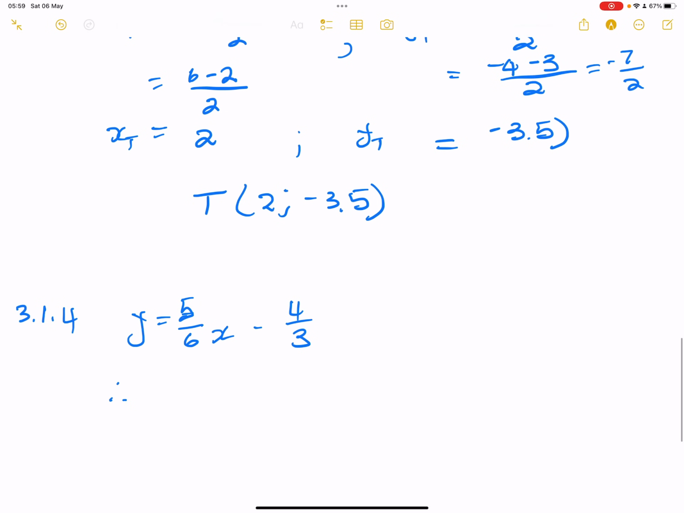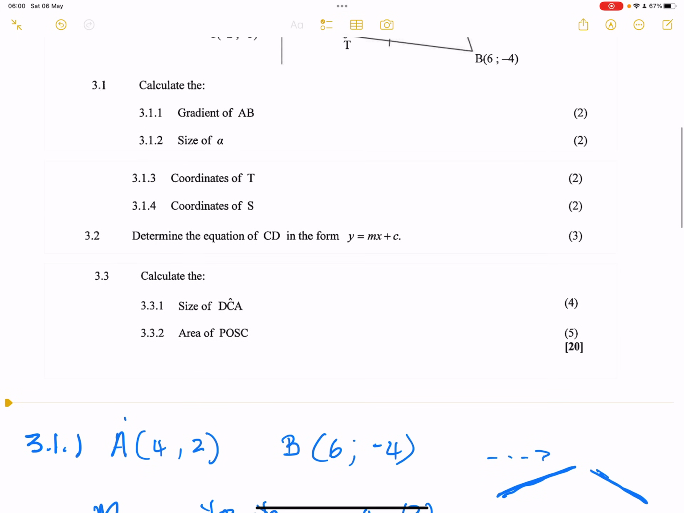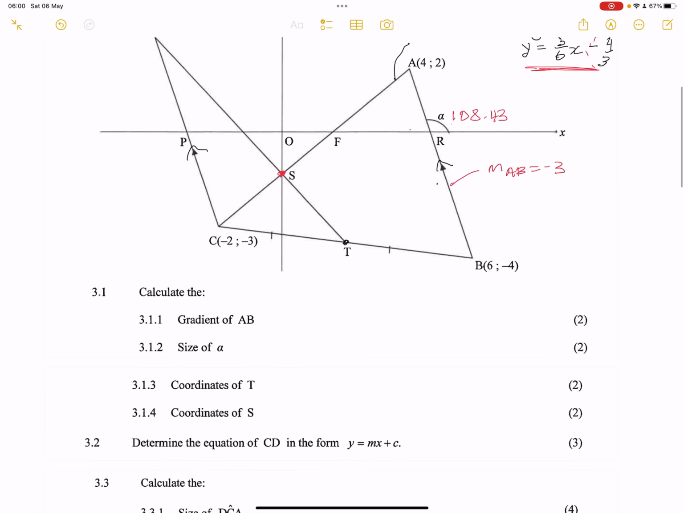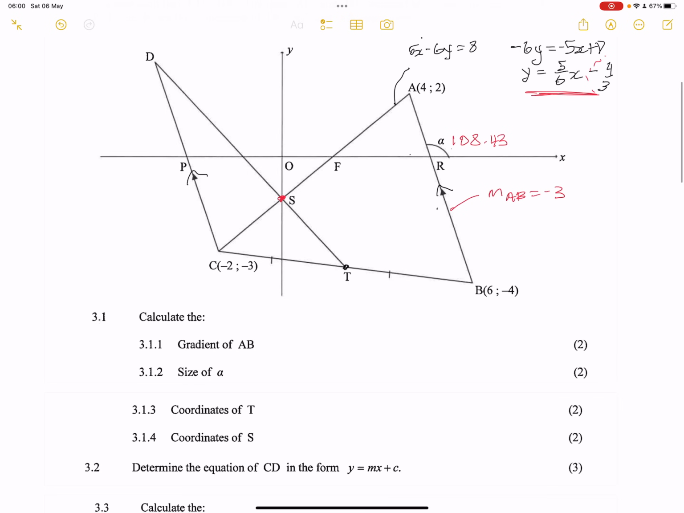Therefore the coordinates of S, the y-intercept, would be (0, -4/3). Please, ladies and gents, get into the habit of checking those values. Do I expect a negative y value at S? The answer is absolutely yes. So it does look like it is accurate. So that's -4 over 3.